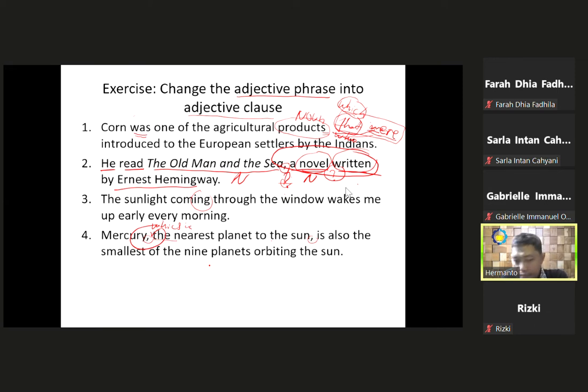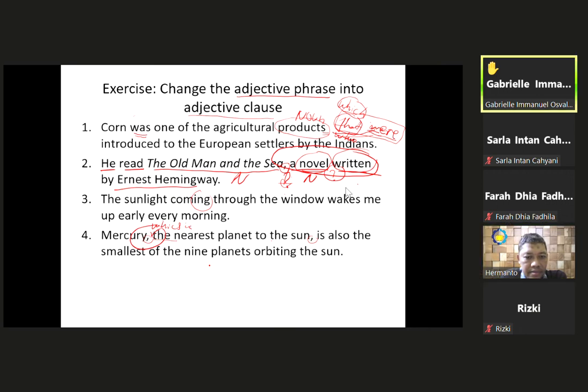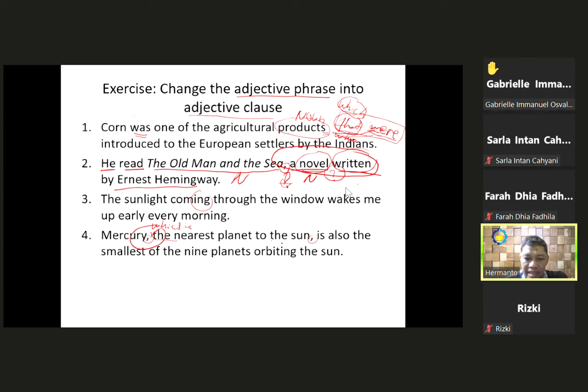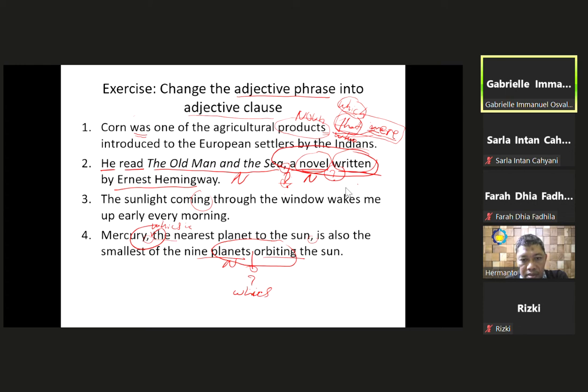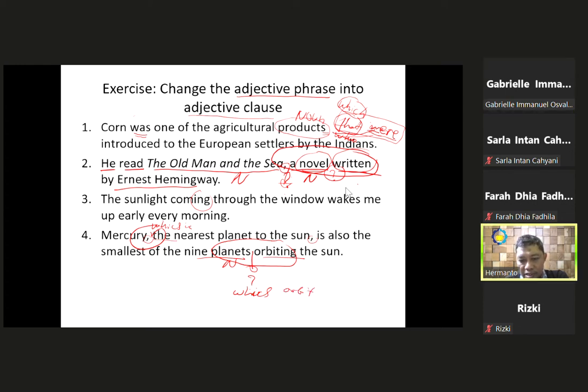Anybody can find it? Yes, Gabriel. Mercury, which is the nearest planet to the Sun, also the smallest of the 9 planets, which orbit the Sun. Yeah, okay. So here's the place, everyone. Planets, noun, suddenly orbiting. So there must be something missing here. What is it? Gabriel said. What is your answer, Gabriel? Which orbit. Which orbit the Sun?